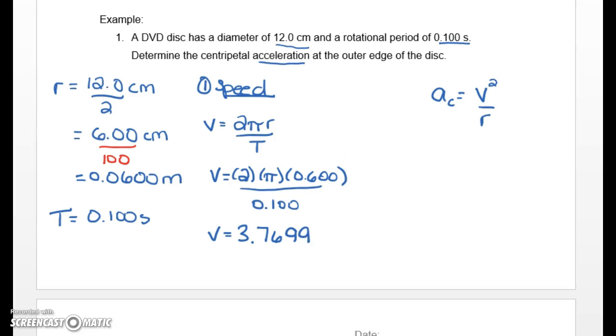And I'm going to account for sig figs here. When we're working with multiplying and dividing, we just have to look at the number of sig figs of each value. So 0.600 has 3 sig figs, and 0.100 also has 3 sig figs. Usually we go to the least number of sig figs, and in this case they're the same, so we will go to 3 sig figs here as well.